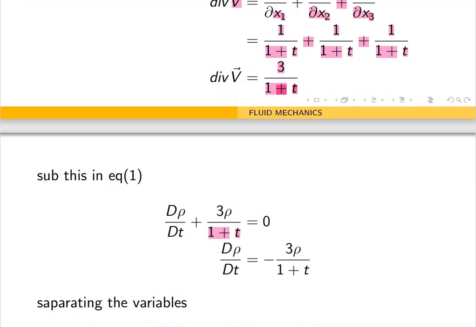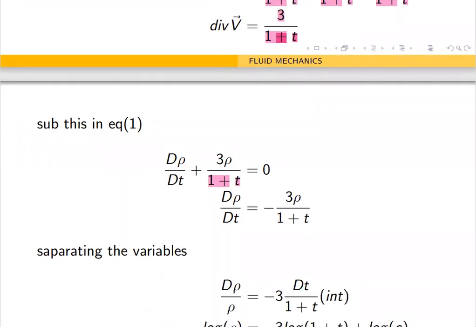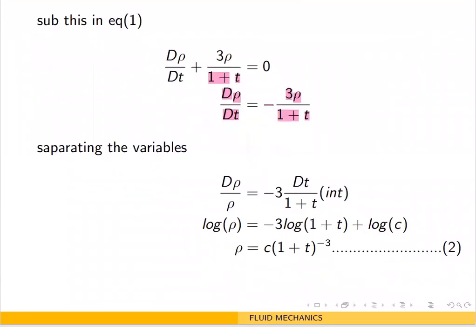equal to 0. Fine. Now we'll separate the variables. So we have d rho by dt equal to minus 3 rho by 1 plus t. Separating the variables, right? So d rho by rho equal to minus 3 dt by 1 plus t. Okay, now integrating within the bracket, this is nothing but integrating. So what is integrating?